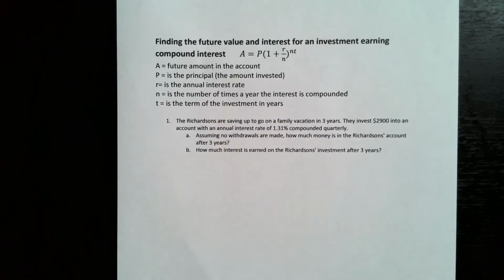In this video, we're going to be finding the future value and interest for an investment earning compound interest. Okay, so here is our formula we're going to be using. A is equal to P times 1 plus R over N, all raised to the NT power.